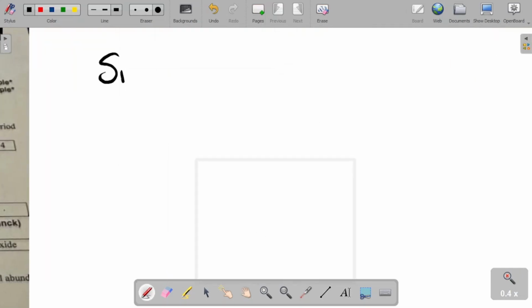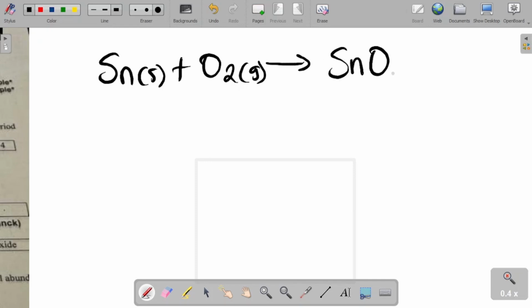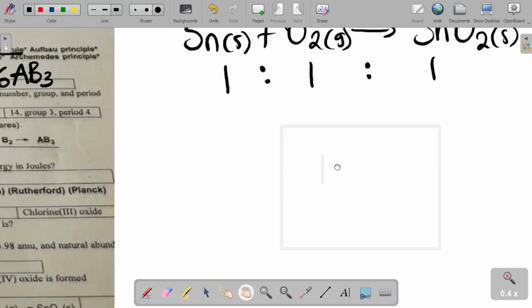We have tin, Sn, as a solid, plus oxygen, O2, in gaseous state, to give you SnO2, tin(IV) oxide, in solid state. Okay. Molar ratio is 1 to 1 to 1. That's the first thing you have there.